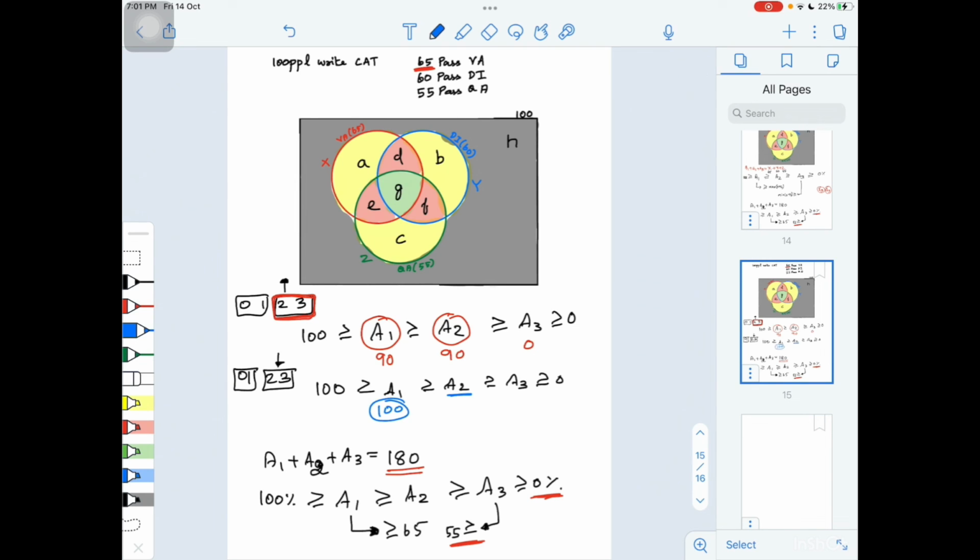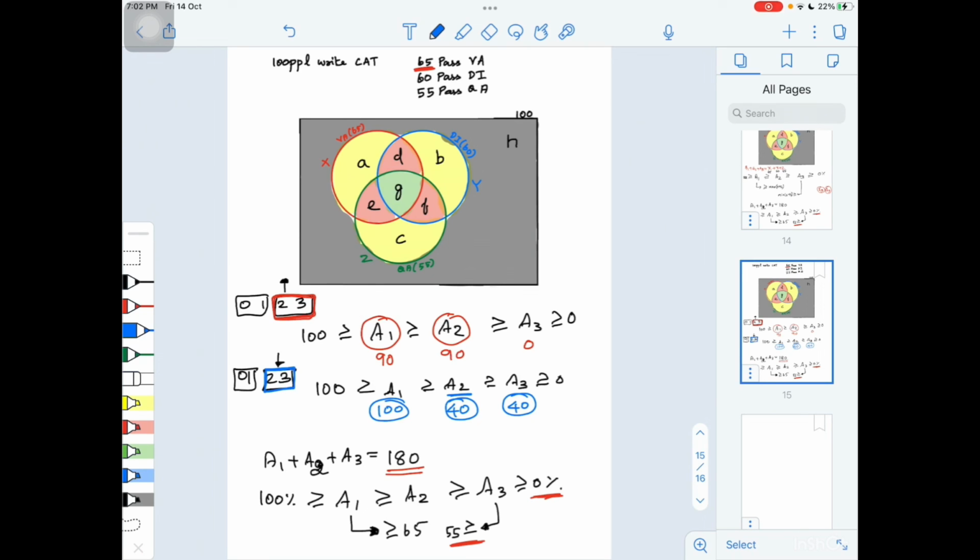What is the maximum possible value that I can give to A1? 100. After I give 100 to A1, how much is remaining? 80 is remaining. That 80, can I give in 0-80 way? No, that is not possible, because here A3 has to be less than or equal to A2, or in other words, A2 should receive at least whatever A3 is receiving. So that remaining 80, I can only give in a 40-40 method. So the minimum value my at least 2 region can take is 40.